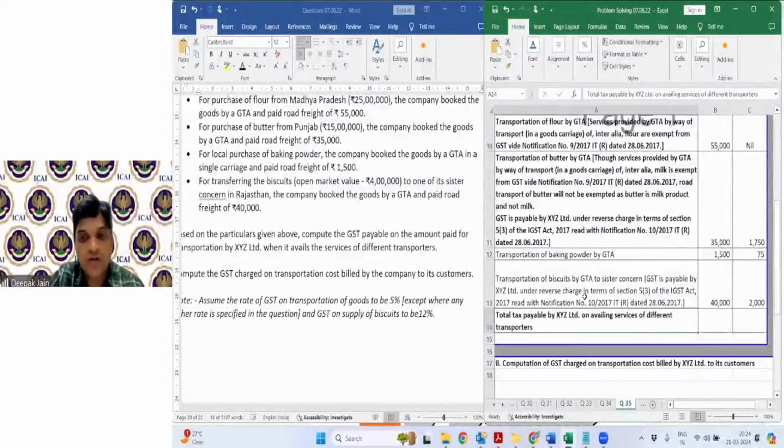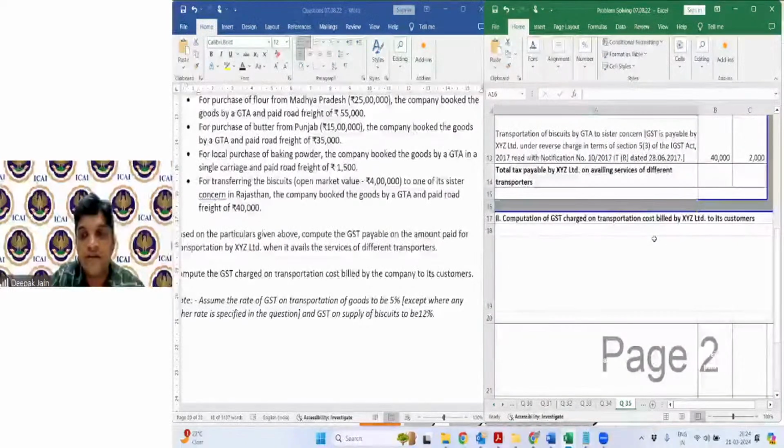ठीक है. Total tax payable by XYZ on availing services of different transporters, total value is 34,675. I have to only calculate total taxes, so I'm only calculating the total tax, which is 34,675.